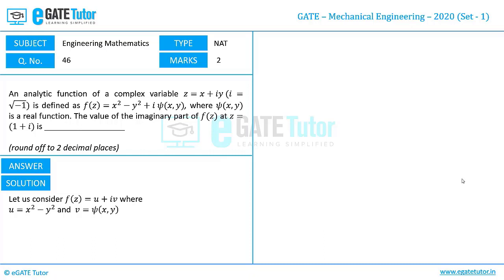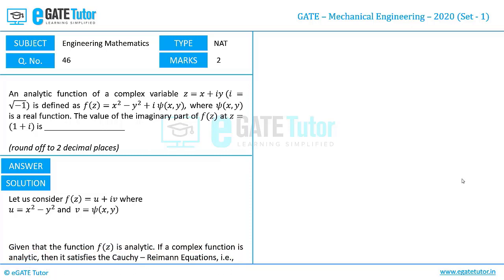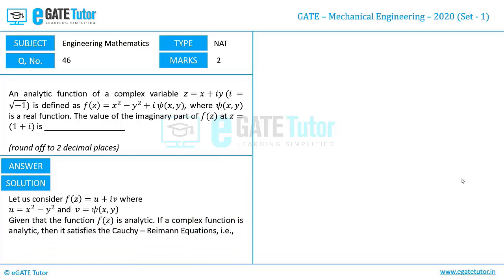Okay, it is given in the question that the function f(z) is analytic. So we know that if a complex function is analytic, then it satisfies the Cauchy-Riemann equations, which are ∂u/∂x = ∂v/∂y and ∂u/∂y = −∂v/∂x. So we need to determine the imaginary part of f(z).